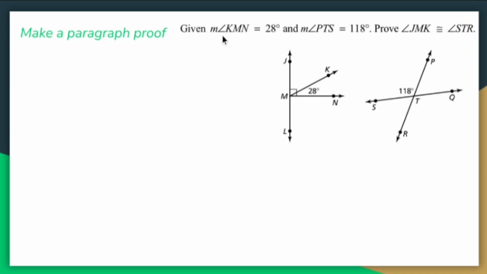All right. So what do we have? We have given KMN. So KMN is 28 degrees. I can handle that. We're also given the fact that PTS is 118. I have to prove that JMK, the angle, this guy right here, is congruent to angle STR, which is this angle right here. Okay, so I have to show that these guys are congruent by using numbers like 28 and 118.